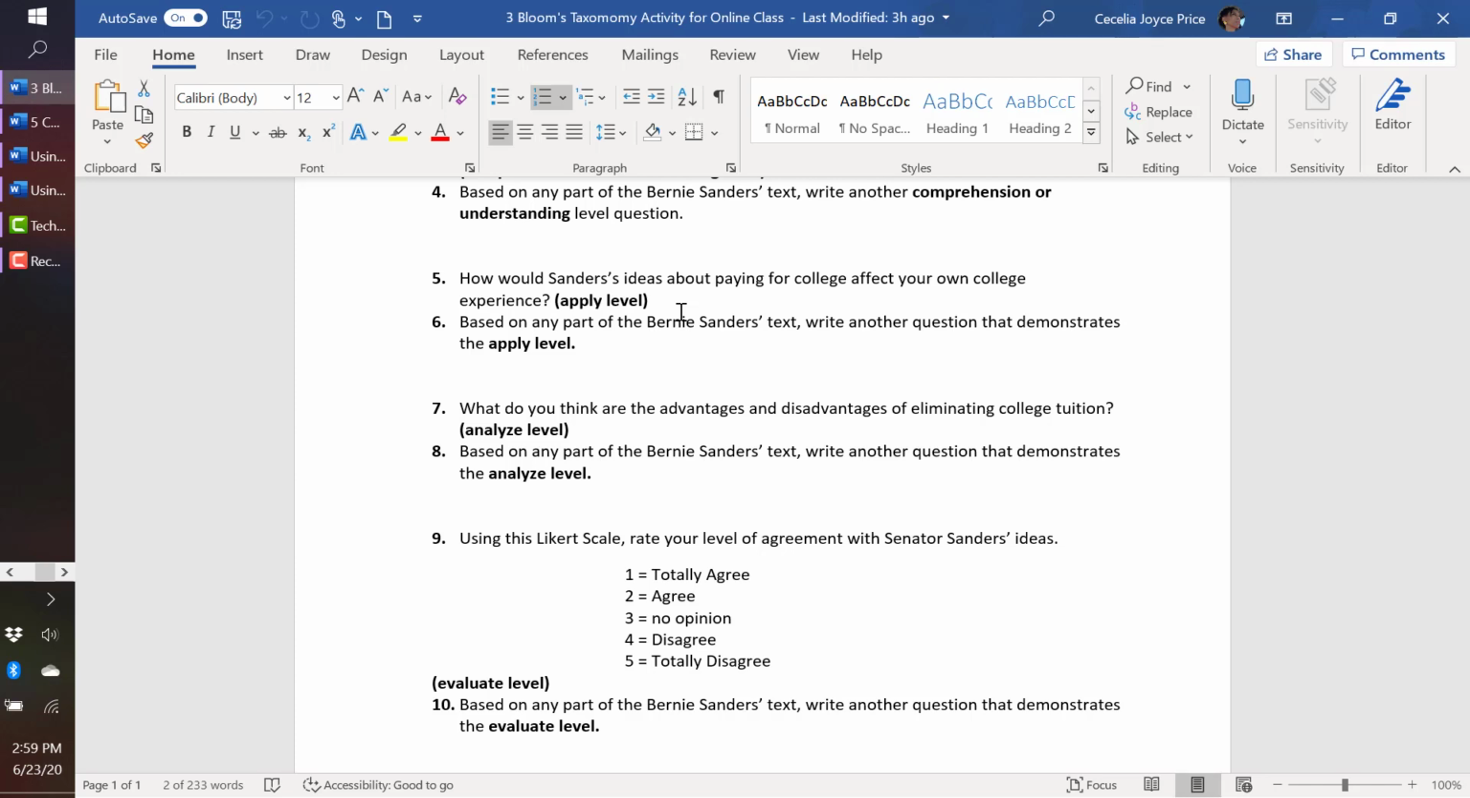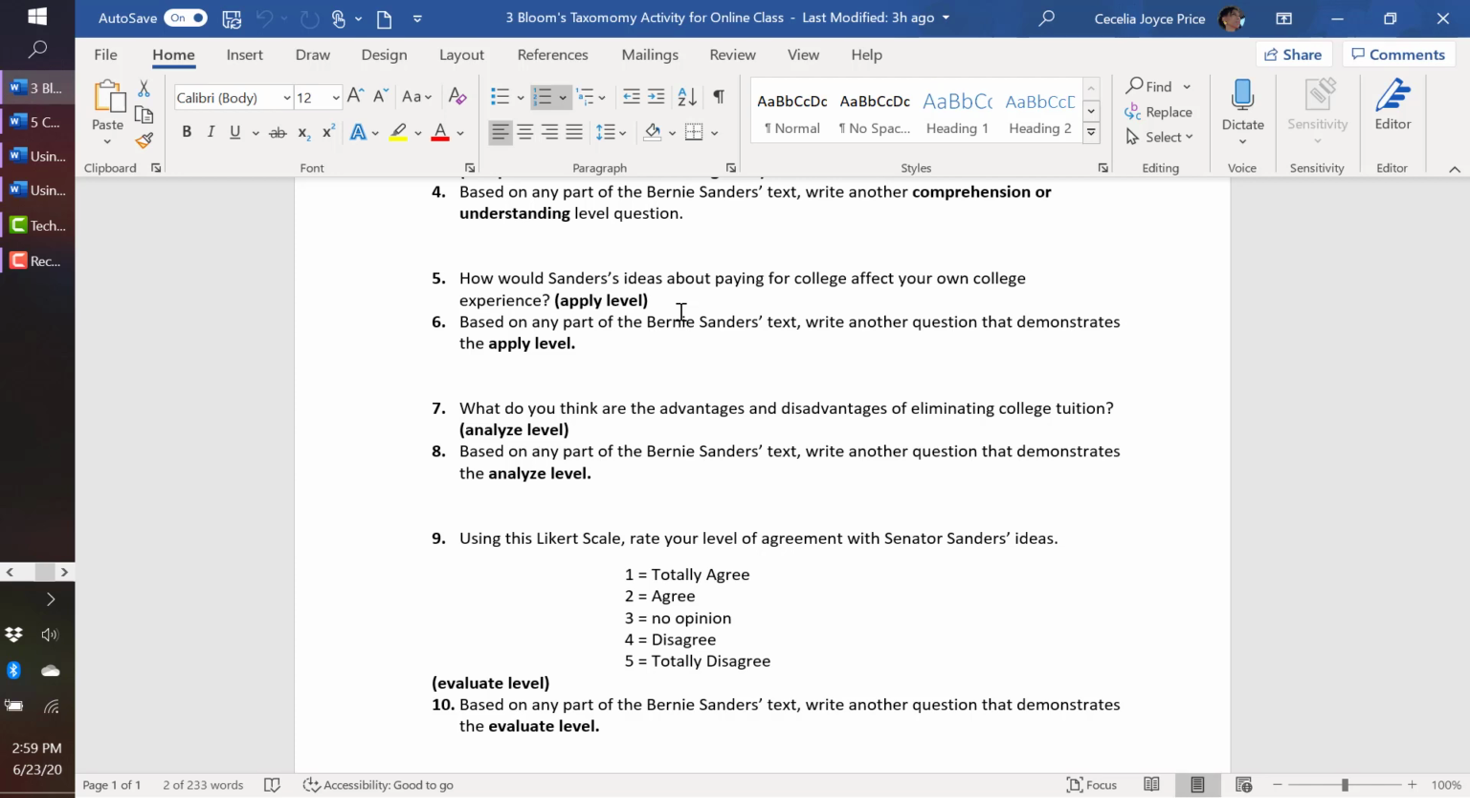So now if I were to answer that question, I would need to go back to those 6 steps. I would need to think about my own experience going to college and paying for it. And I would say, now how would that plan affect me? Would I find much relief if this plan were in place? Would I still be in debt? Would I be relieved of my debt? How so? I'm making that applicable to me.